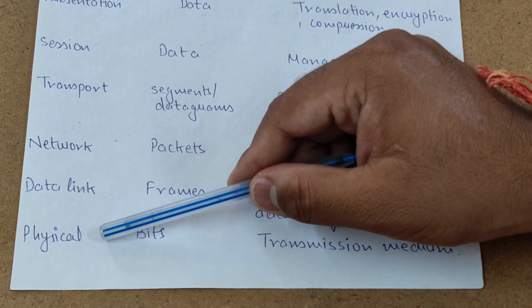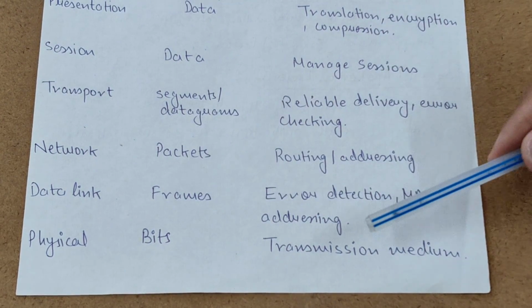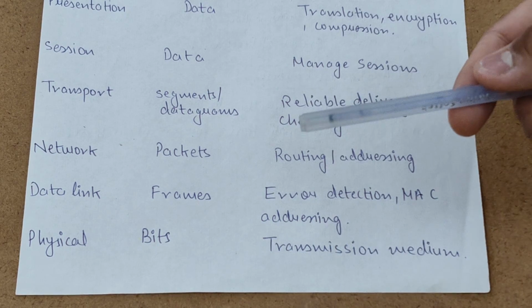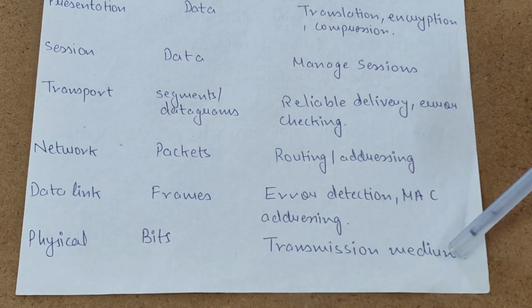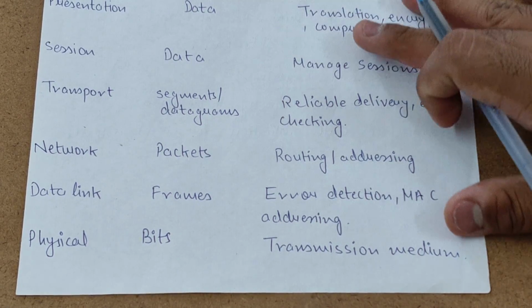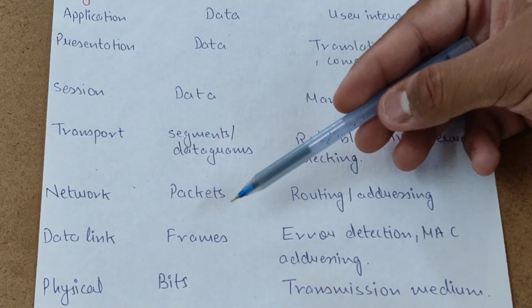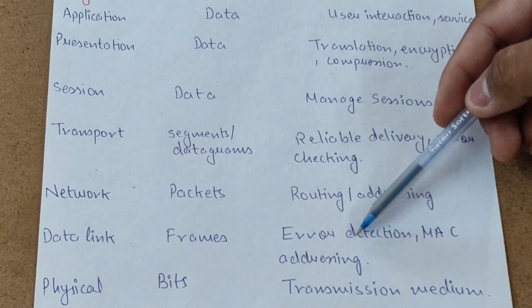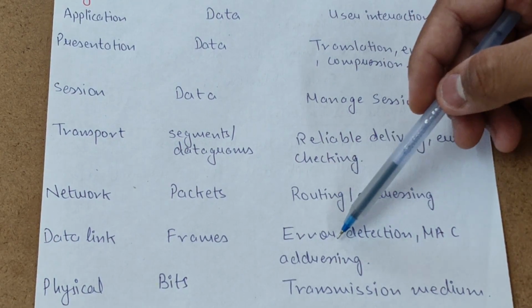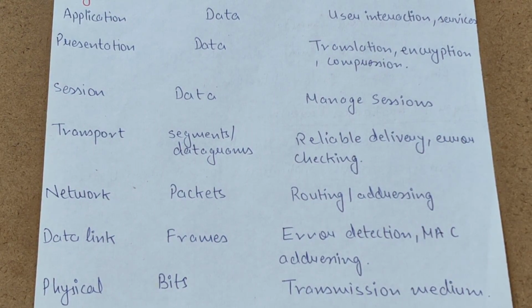What I taught you about the physical layer is that the data was in bits, that is zeros and ones. Got it? The function of the physical layer is to use transmission mediums to make the data travel from one place to another. Then we have the data link layer. The data unit here is frames. Its function is to detect errors and do MAC addressing for where the data is to be transferred.